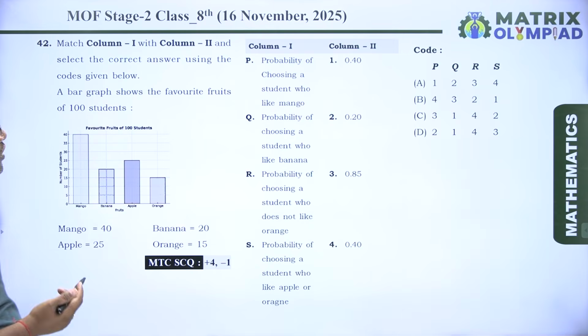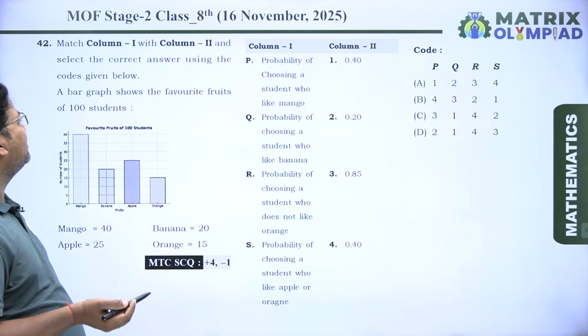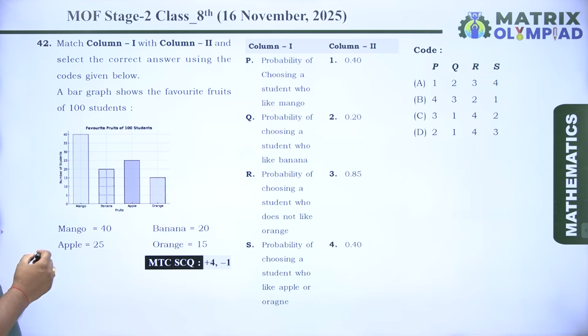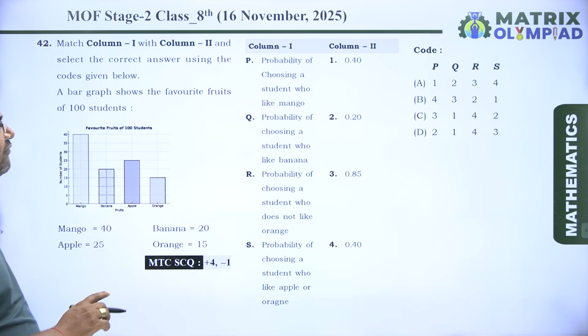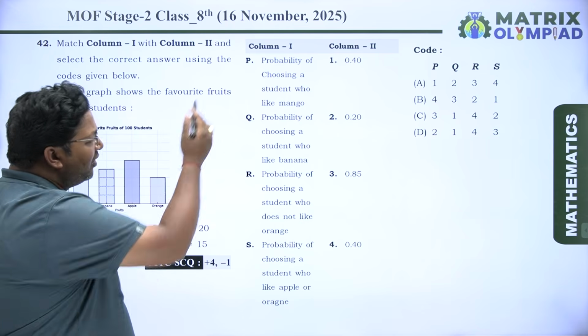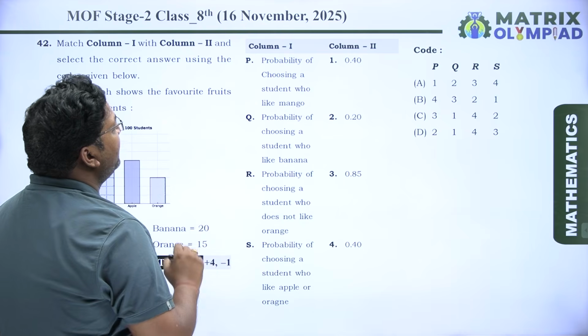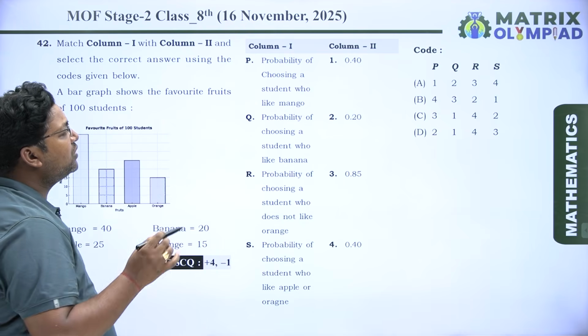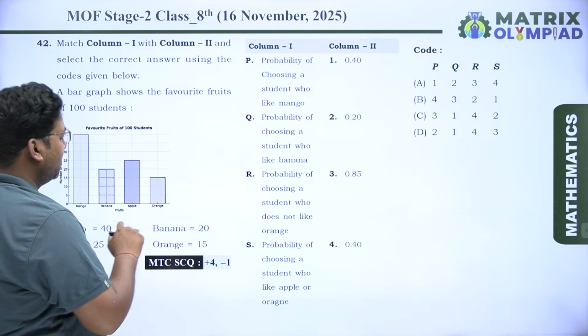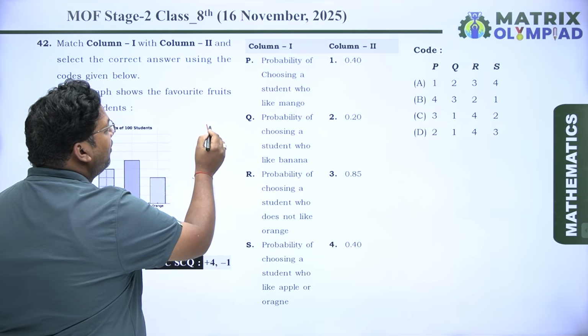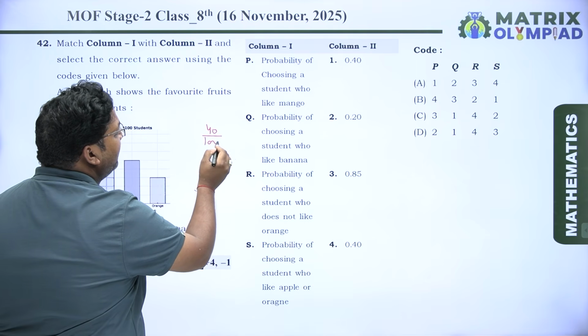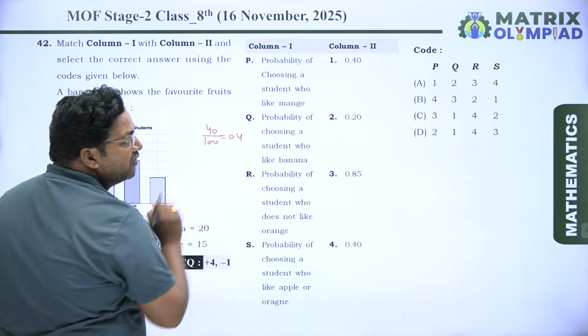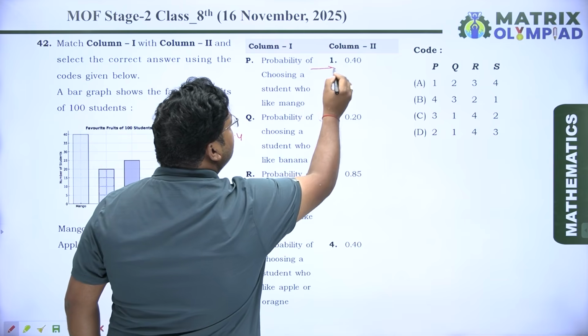Match column 1 with column 2 and select the correct answer using the codes given below. A bar graph shows the favorite fruits of 100 students. So here the total number of students is 100 and we have to find the probability according to these statements. First statement is the probability of choosing a student who likes mangoes. The number of students who like mango is 40. So the probability is 40 by 100, which is equal to 0.4. It means for P, first one is true.